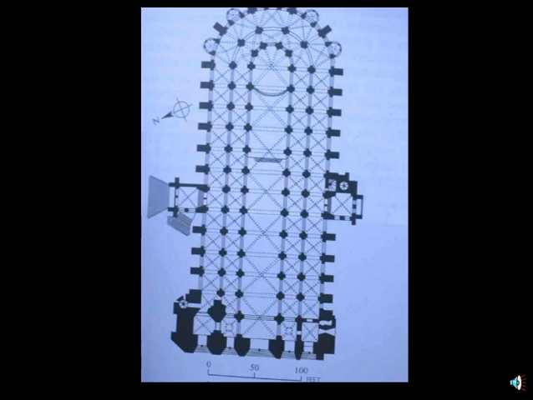This is a plan for Bourges Cathedral, and this plan shows a vast contrast to Chartres. Two major differences are the fact that sexpartite vaults are employed, and also there's no transept.